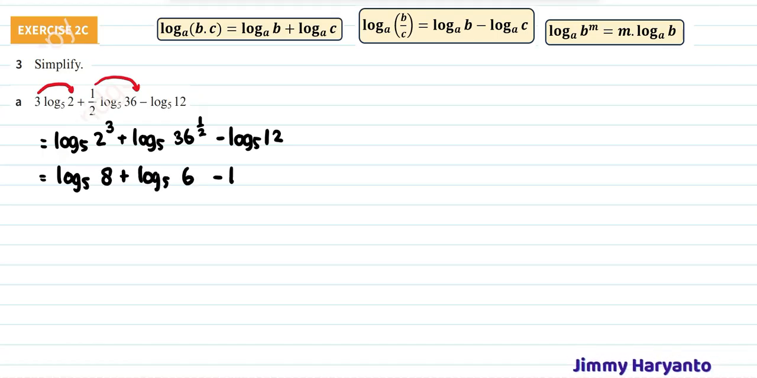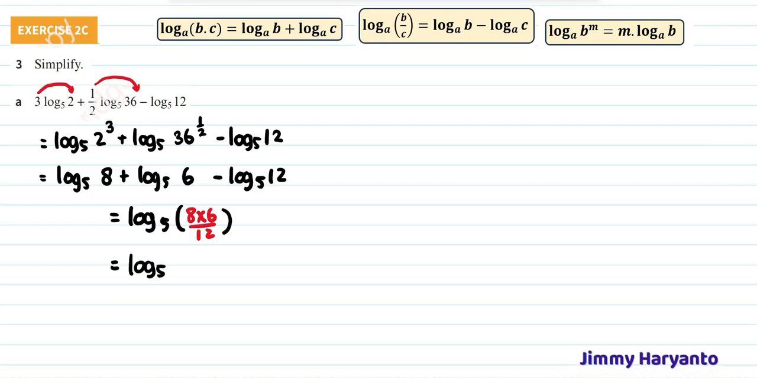You can use your calculator to calculate that one, and then like this, and then you combine the logarithm, log 5, and then this one will be 8 times 6 over 12. Addition will become multiplication, the subtraction will become division. So you'll have log 5, this one is 2, log 5 4. This is the final answer for 3A.